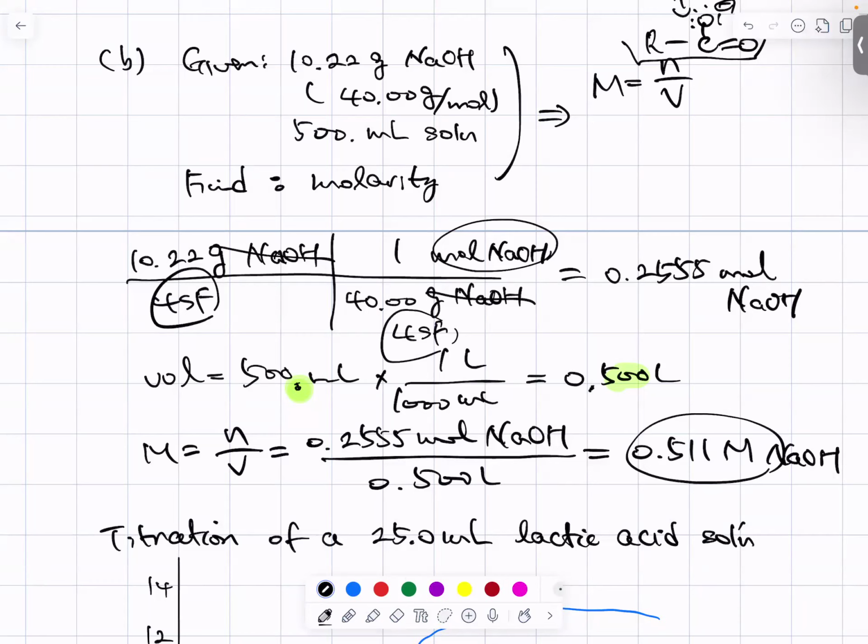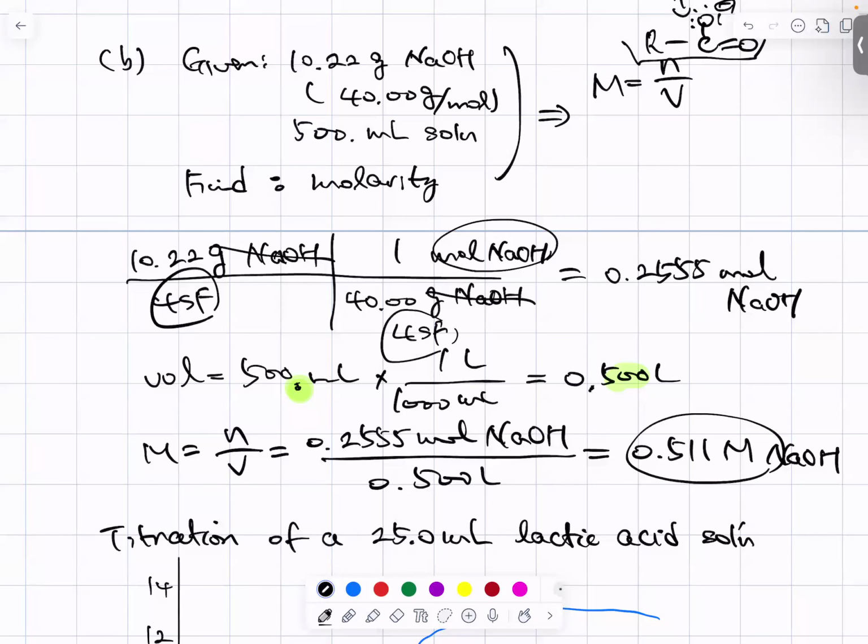Please have an idea: the working concentration is usually less than 1 molarity. When it is more than 1 molarity, it is highly concentrated. So the usual working concentration is now 0.2, 0.3, 0.456 molarity, in this range. Okay, so we feel good. Now let's move up to the titration data.